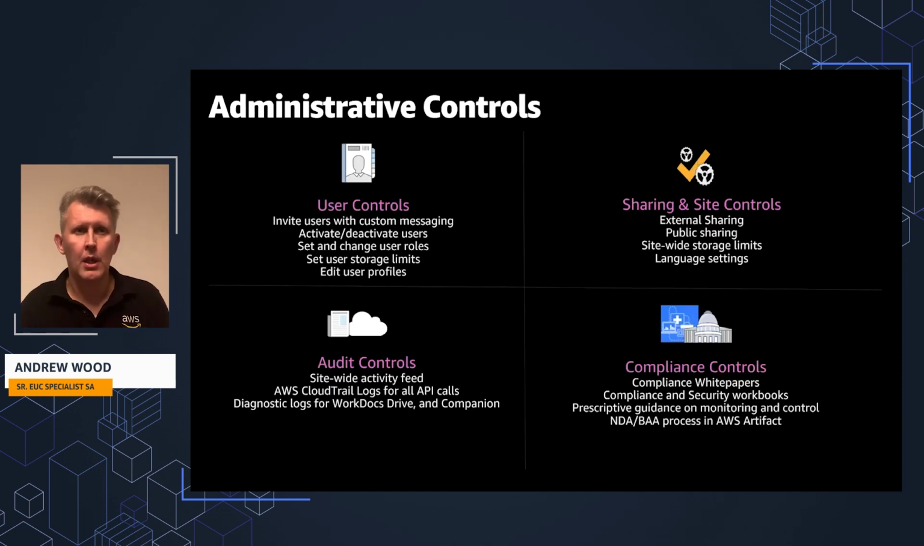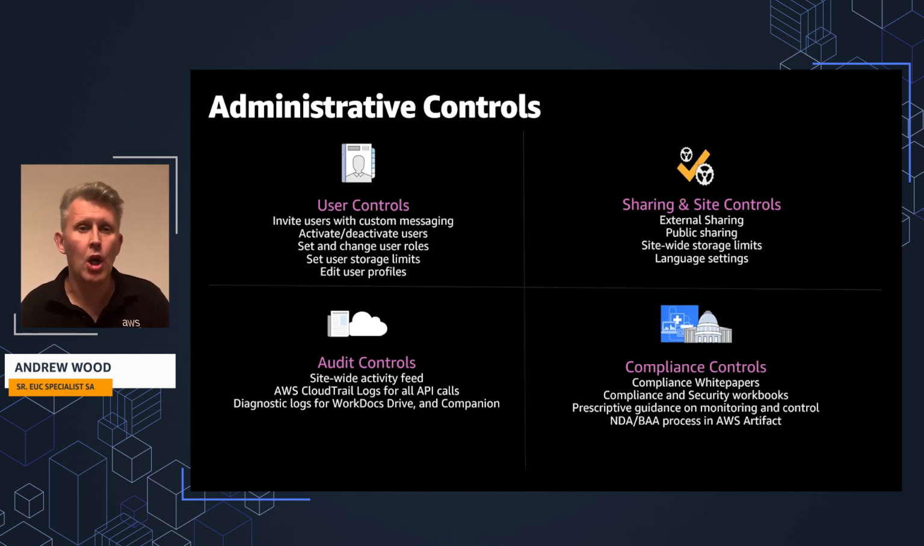Admin controls. Admin controls allow your administrators the policy and configuration of the WorkDocs environment. So there are user controls. User controls and sharing site controls are available in the WorkDocs admin console, which we'll see in the upcoming demo. The WorkDocs admin console is separate from your AWS admin console. Once a WorkDocs site has been created and associated with your Active Directory, you can assign admins and they can control the environment for WorkDocs using the WorkDocs admin console.